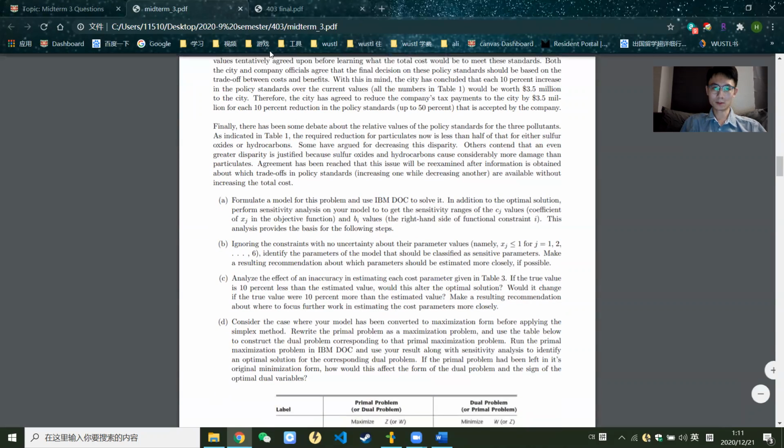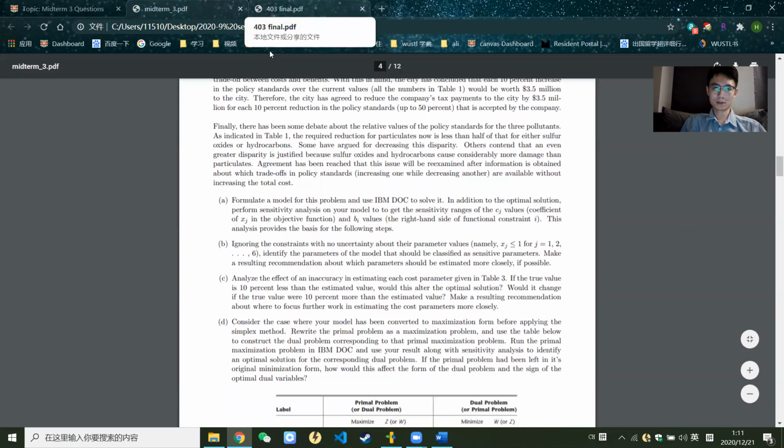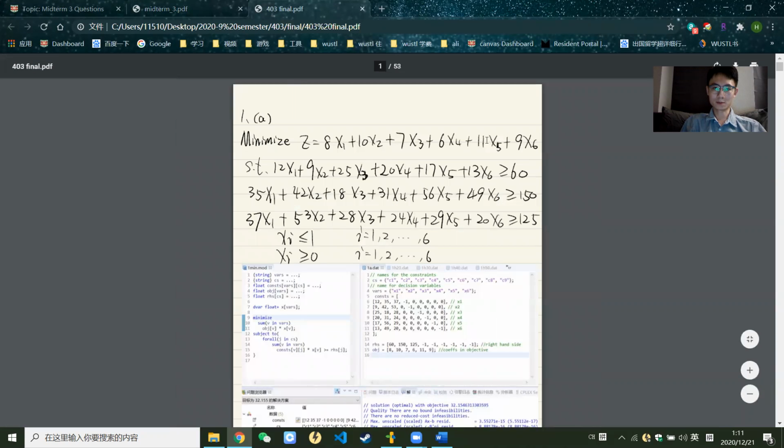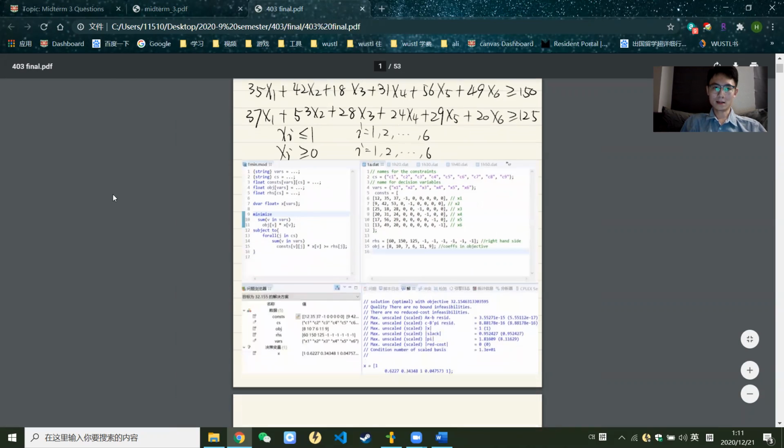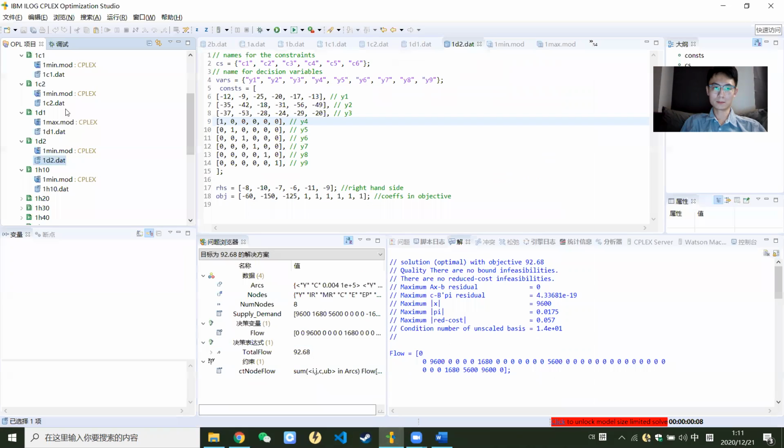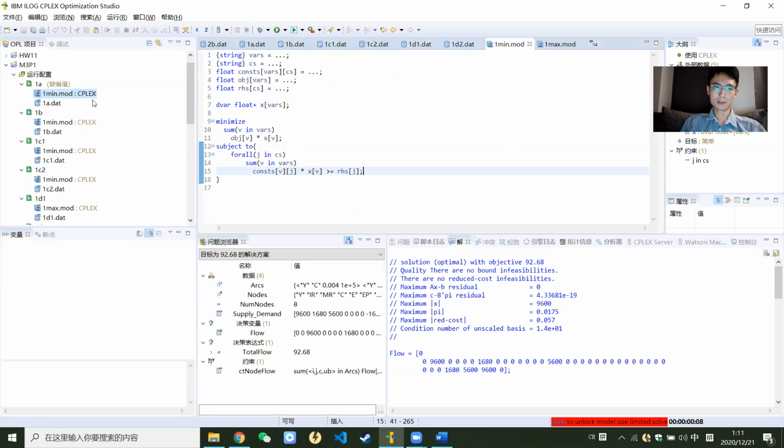So for the first problem, like I just told, we formulate this problem. These are from table 3, and these are from table 2. These are from table 1. And for the first problem, we would like to have the fraction from 0 to 1. And then I implemented it in the IBM CPLEX.